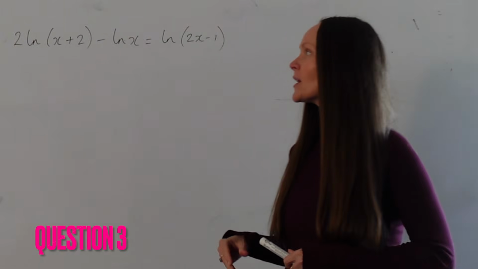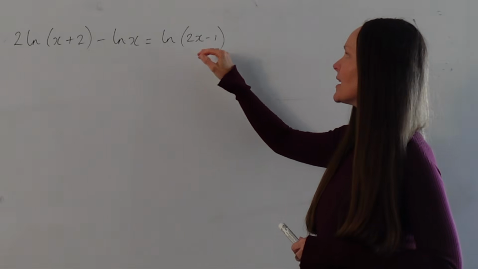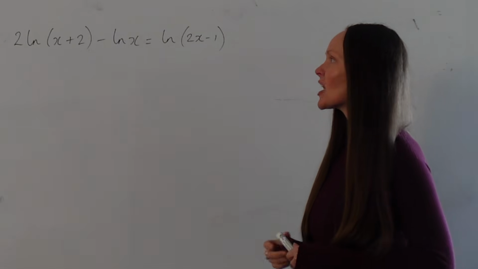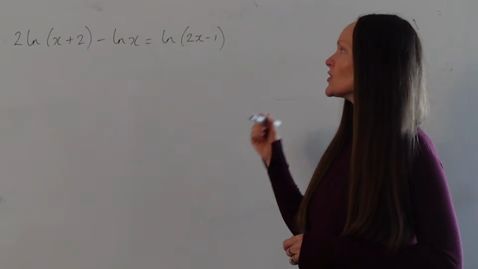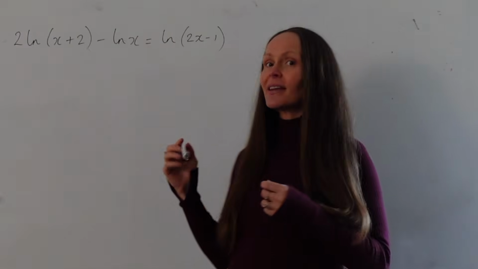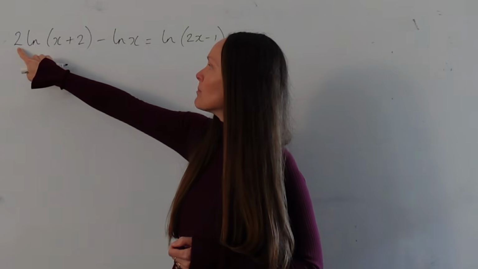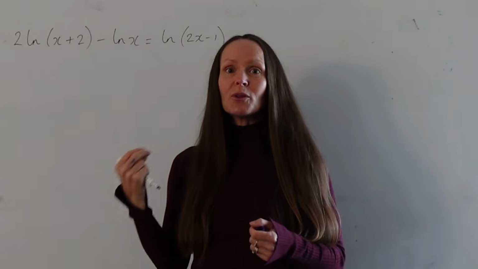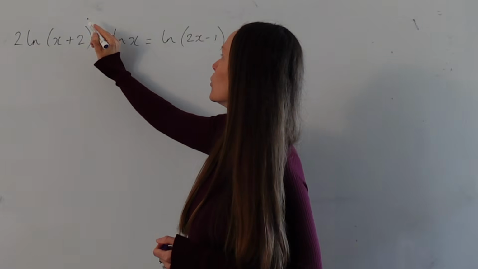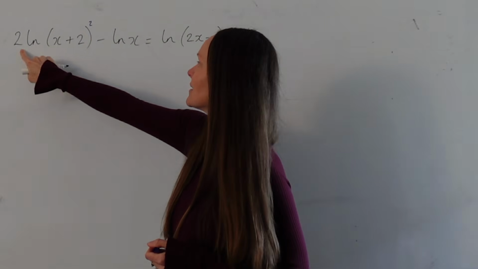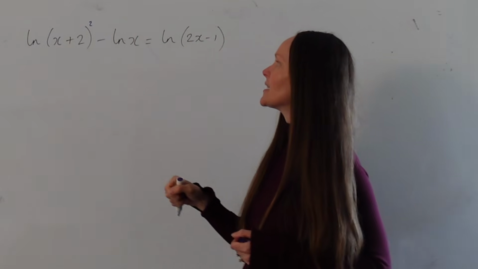So next we have to solve the equation 2 ln of x plus 2 minus ln x equals ln of 2x minus 1. And this time we're going to round our answer to 3 significant figures, okay? So I'm going to start by applying the logarithmic rules. Here I can see the logarithm is being multiplied by 2, so I can use the power rule and rewrite this as ln of x plus 2 all squared instead. So I'm taking this number 2 and I'm squaring what's inside the logarithm.